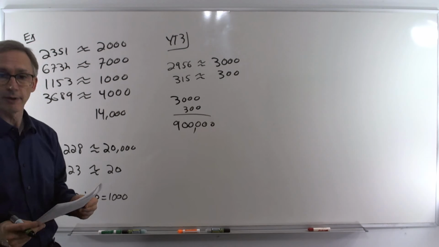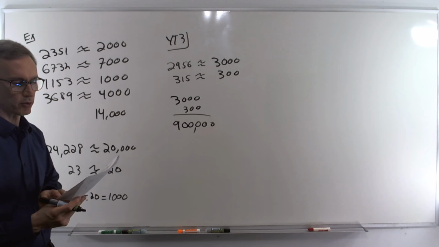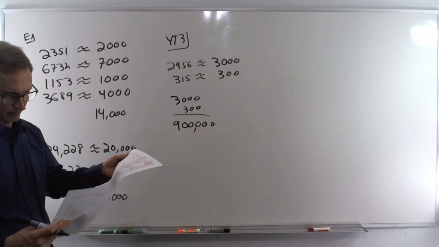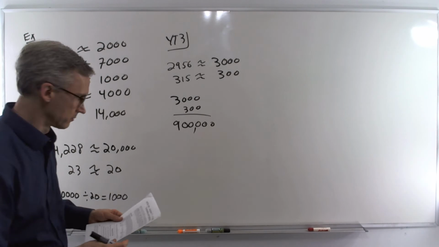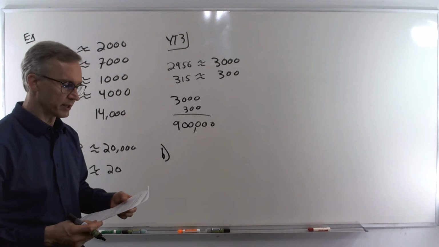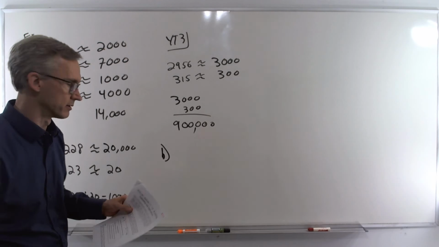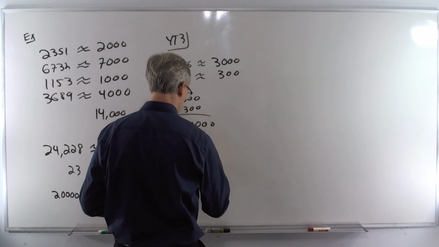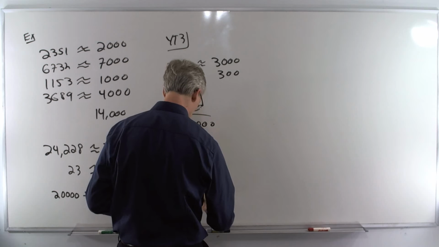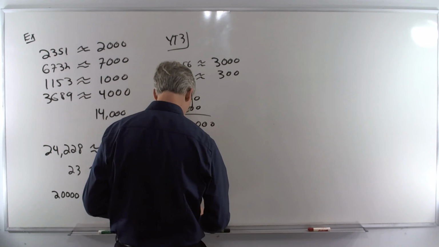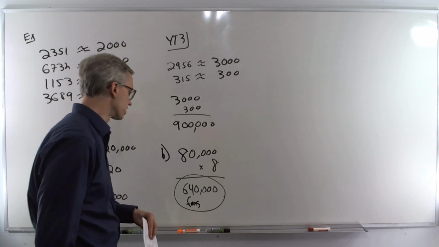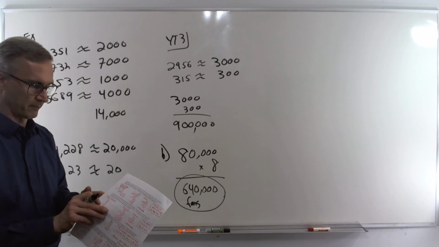Part B, now let's go back to the beginning. We're going to estimate the Green Bay Packers total home attendance for the 2018-2019 season. All right, now when we round these, notice each one of these is going to round to 80,000. So you can either add those up or just multiply by 8. So the attendance is 640,000 fans for the year.